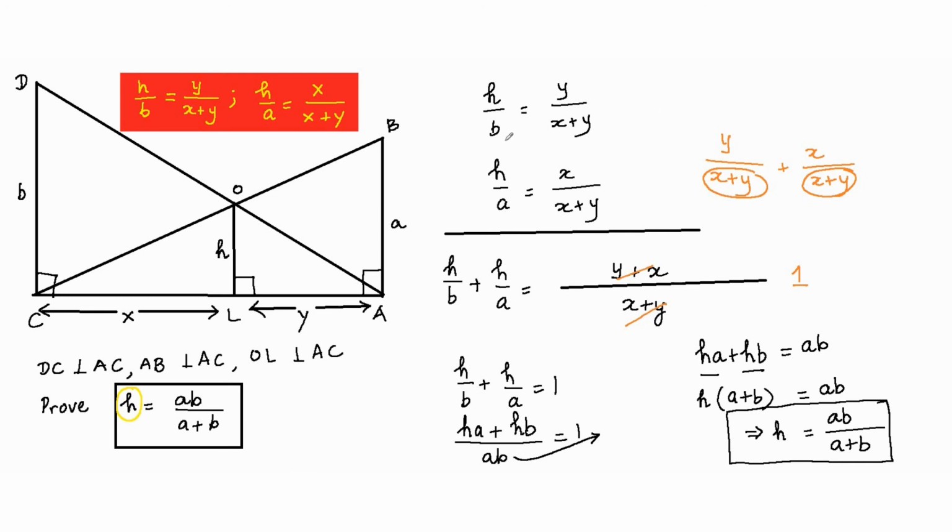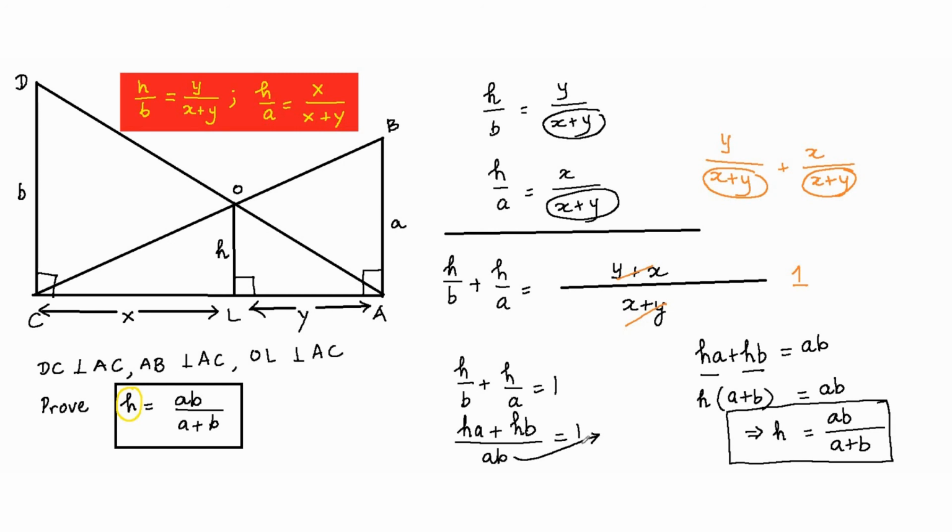So again, let me repeat. I had h upon b and h upon a. I added these two because I saw that the denominators are x plus y in both cases. So when I added, I got y upon x plus y plus x upon x plus y. LCM is x plus y and the numerator was y plus x. This cancelled and I got a 1 here, right? So h upon b plus h upon a was equal to 1. On taking the LCM, it was AB. So HA plus HB is equal to AB.